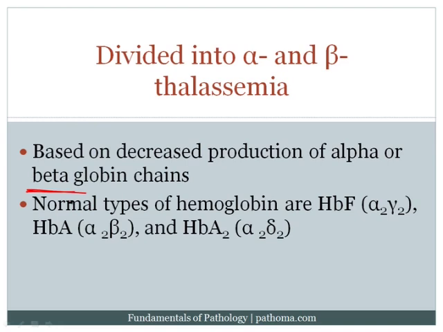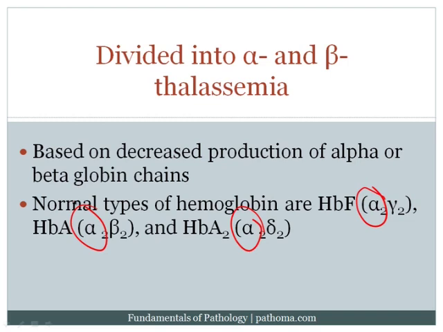It's worth taking a moment here to remind ourselves of the normal types of hemoglobin. So the three normal types of hemoglobin usually seen in a human being are fetal hemoglobin, which is alpha 2, gamma 2, hemoglobin A, which is alpha 2, beta 2, and then hemoglobin A2, which is alpha 2, delta 2. Of all of these hemoglobins, you can see that there's a consistent use of alpha. In one way, you can think of it as sort of the most important of all of the globin chains, and alpha is used by everybody.